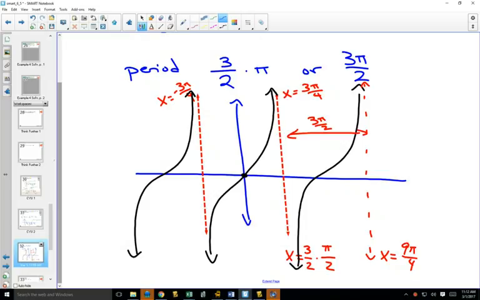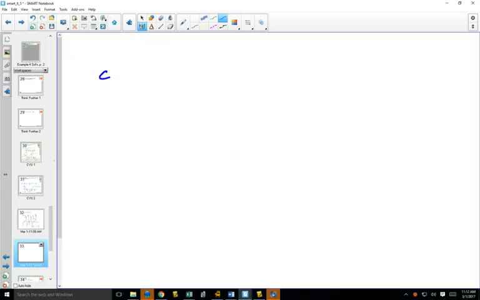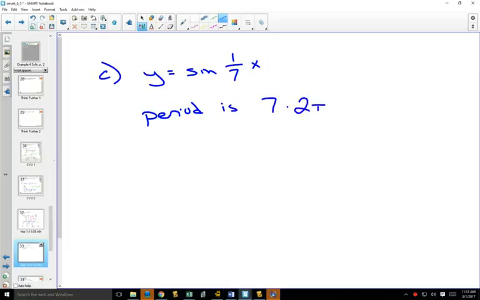And then for part C, I'm going to write that x over 7 as 1/7 x. Again, our period of sine was 2 pi. This is going to be a stretch by a factor of 7. So now if you multiply 7 by 2 pi, our period will be 14 pi.